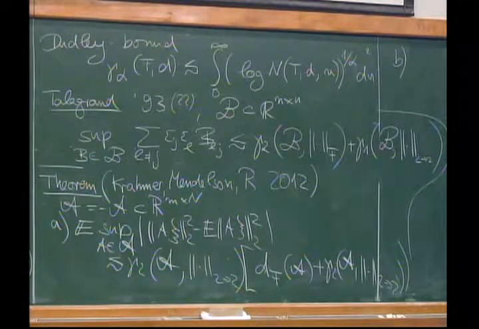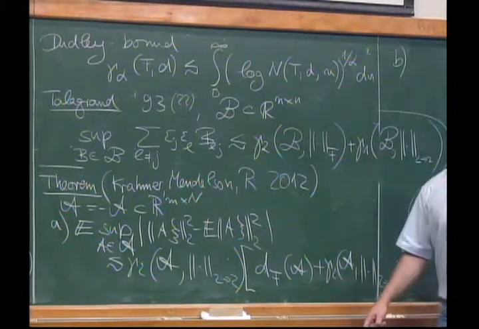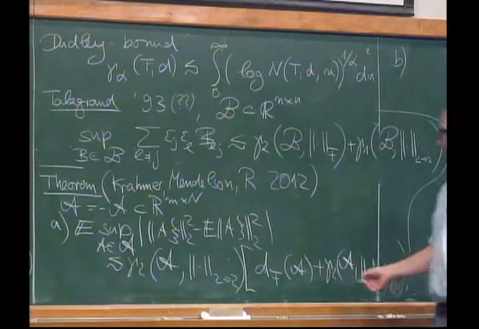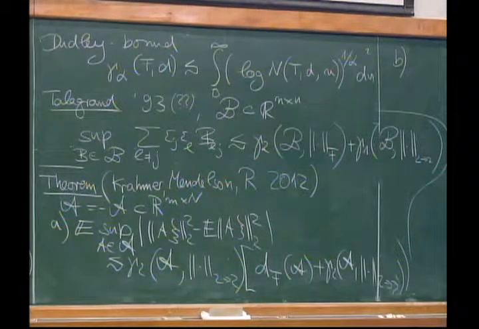The fact that we get a square is actually natural because there is a square also here. So if you rescale the whole set of matrices, it should be a quadratic behavior.